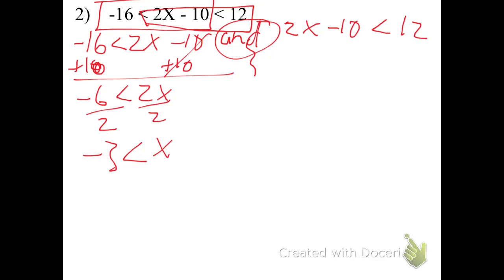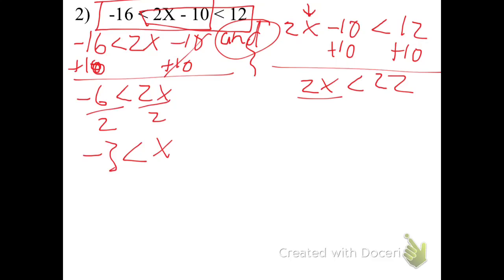Lovely. Right side. I notice my variable is on the left side here, so I'm going to get rid of the 10, because I'm choosing the left side to be the one with my variable, because there's no variable on the right side. So it sounds great to me. Right side, 12 plus 10 gets you 22. Divide by the 2, and you get x is less than 11.